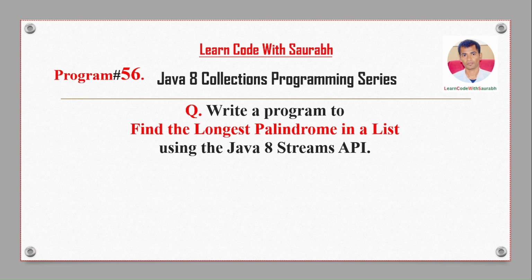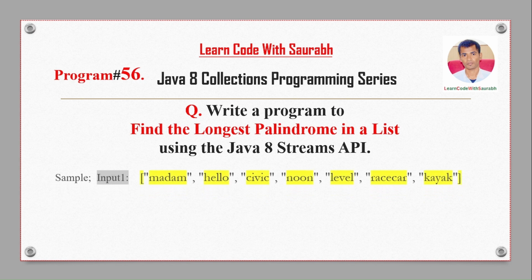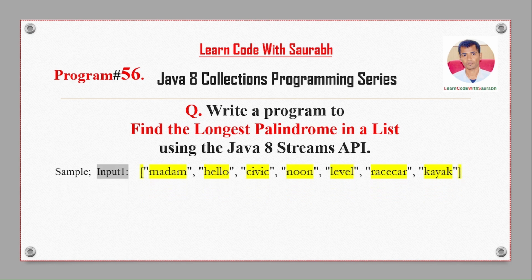Today I am going to find the longest palindrome in a list using the Java 8 stream API. In this program, we will take some input like madam, hello, civic, known, level, race car, and cat. So we will get the longest palindrome, race car. And if you can see here, we have madam, hello, civic, known, level, race car. So we will take the next input and remove race car here, so we can check what output we will get.